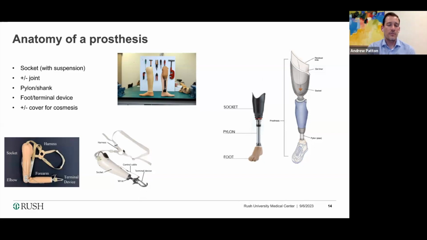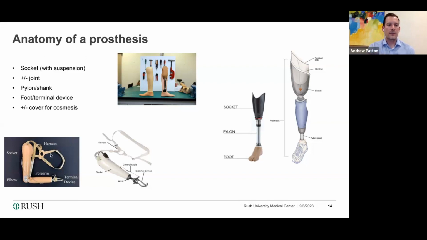or it could be a device here that would replace fingers or hands. So if we move over to the upper extremity here, you have the same components. You have a socket here. This is for somebody who has what looks like a transhumeral or above elbow. So their residual limb would fit into this socket. They would have the elbow joint here, and then they'd have the terminal device here, which would be a hook and pincer in this case.